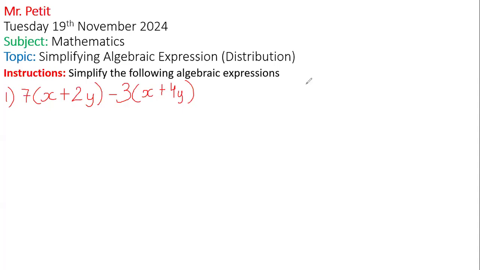So we're going to take the 7, and we're going to multiply it by the x, and then we're going to take the 7 and multiply it by the 2y. Right, y'all understand that? So we say 7 times x, and 7 times 2y. What is 7 times x? That gives us 7x. Very good. It's going to be 7x.